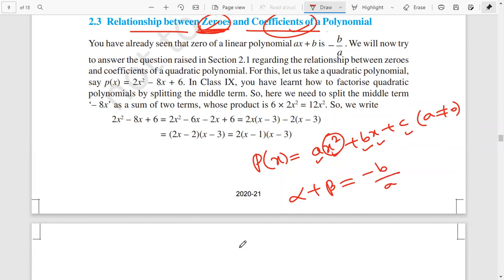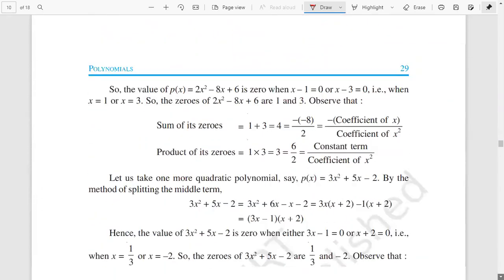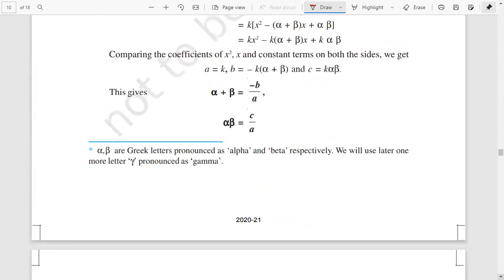Alpha plus beta is minus b by a, just to remember. And what is alpha into beta? Alpha into beta will be c by a. That formula we have to make a note of. So these are the two formulas: alpha plus beta is minus b by a, alpha into beta is c by a.